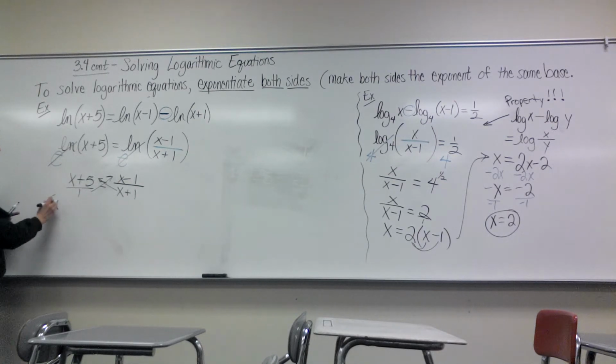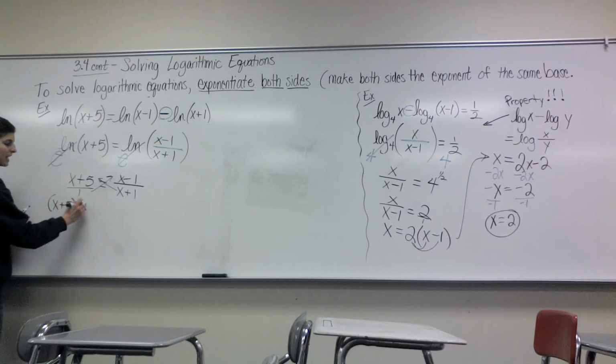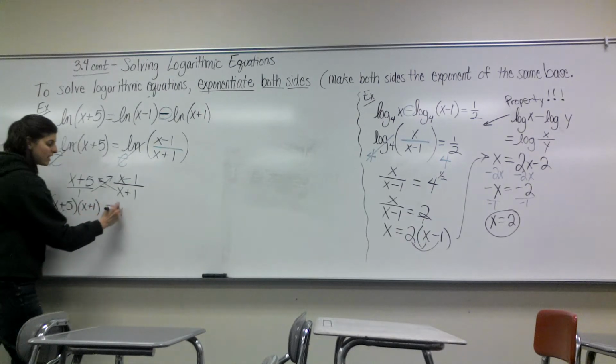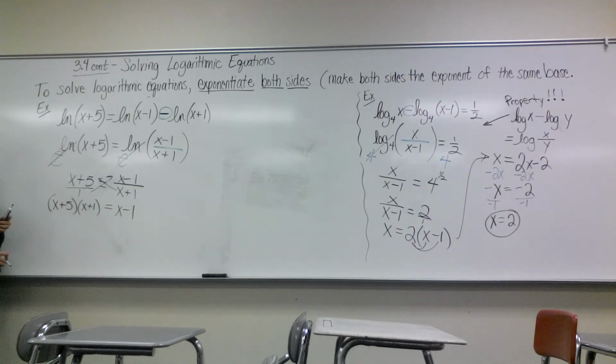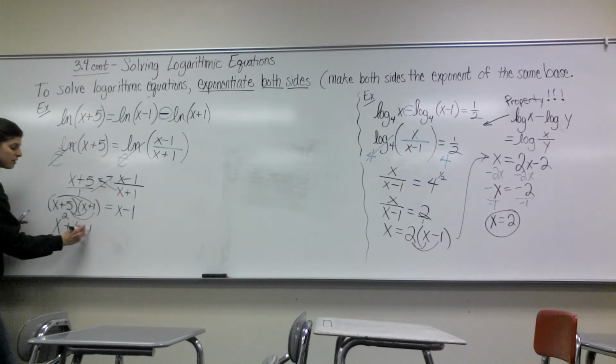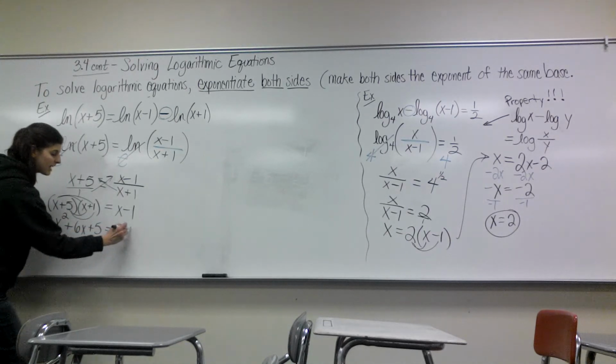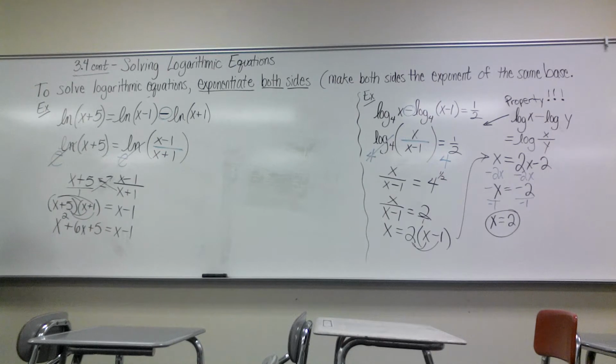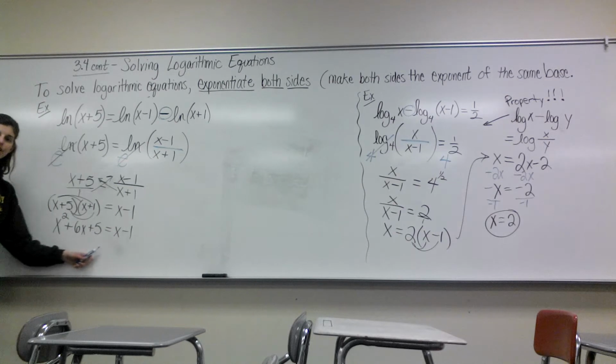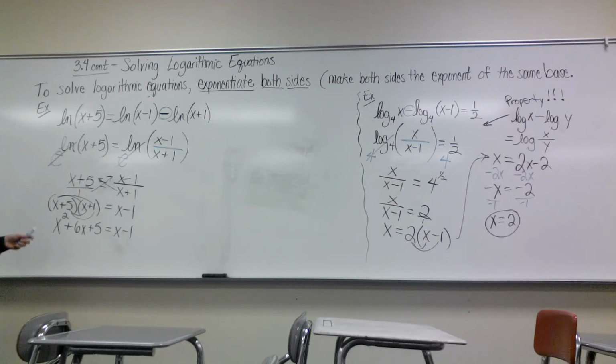So if I take x plus 5 times x plus 1, that has to equal x minus 1. FOIL, and x squared plus 6x plus 5 has to equal x minus 1. Folks, that's a quadratic. You have to get this thing equal to 0 and either factor or use the quadratic formula. If you need a refresher on the quadratic formula, relax. I'm going to show it to you in a minute. Okay? But first we have to get equal to 0.